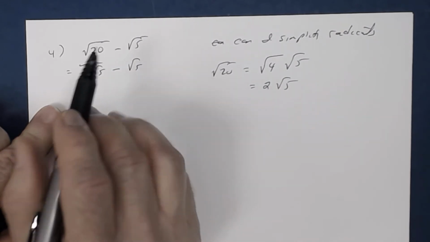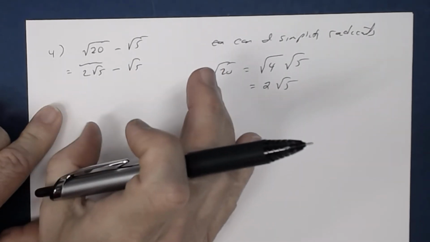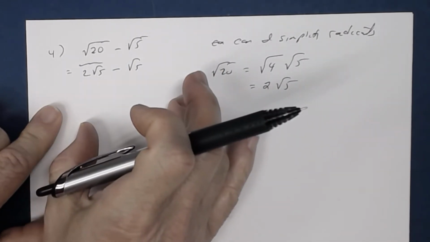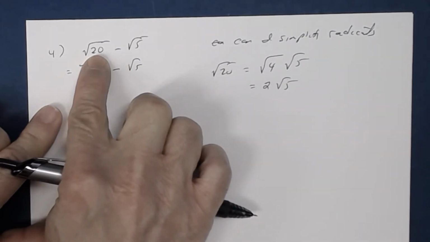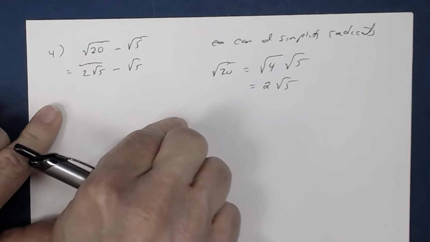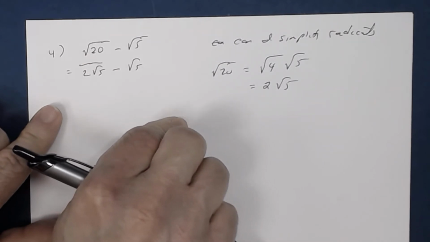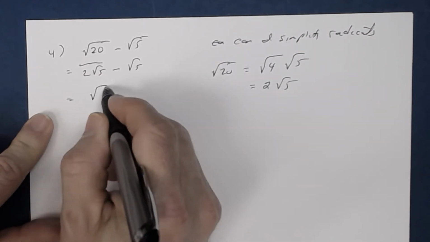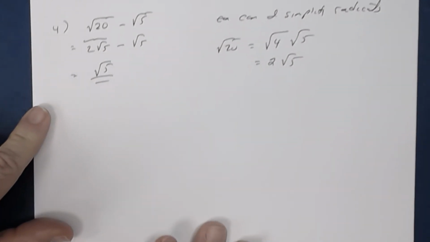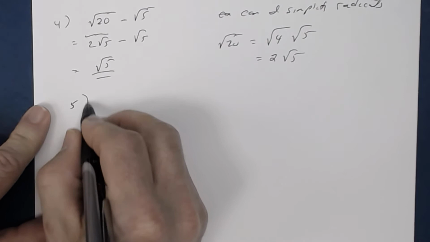Okay. So when adding and subtracting radicals, most times you will have to simplify the radical first before looking for like terms. So what's 2 square root of 5 minus 5 square root of 5? Well, it's just square root of 5. Okay. All right, number 5.